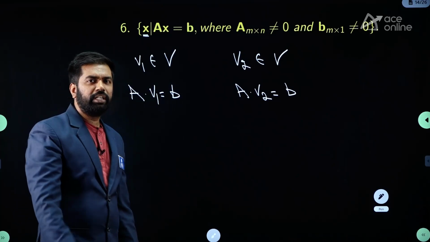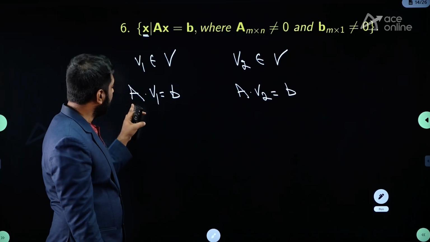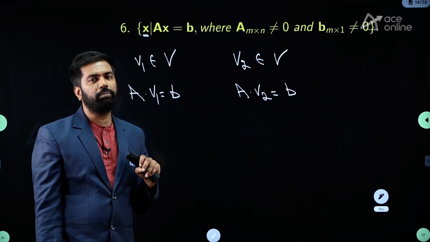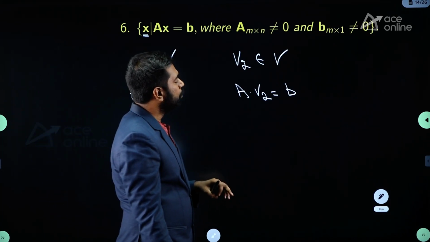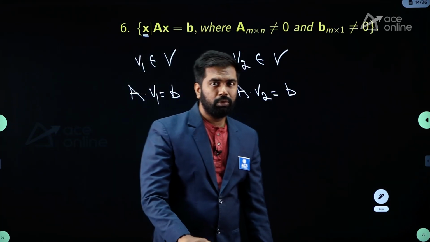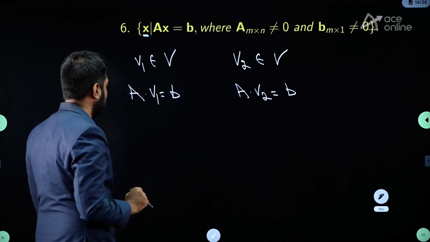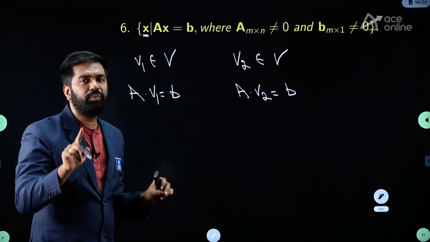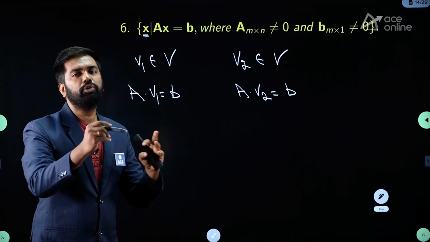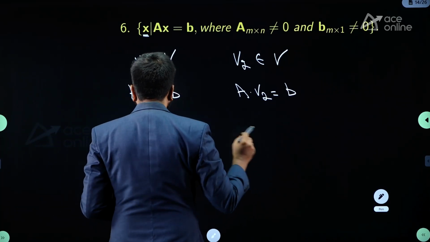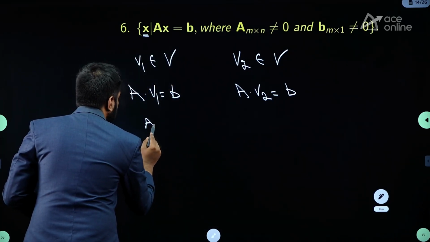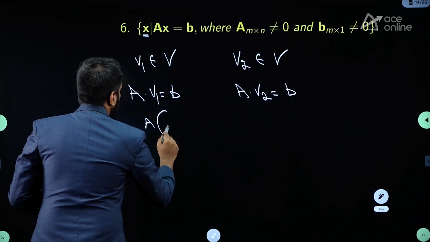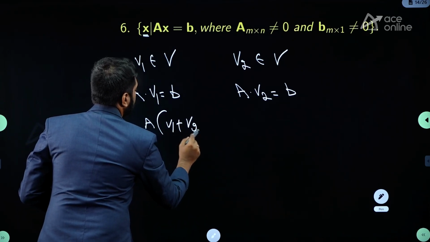If you take two vectors in the given set, they will definitely satisfy this: A into V1 equal to B, A into V2 equal to also B. Now, according to the subspace rules, if V1 belongs to V, V2 also belongs to V, then V1 plus V2 should also belong to V. Let me check that. Let me check what happens with A into V1 plus V2.